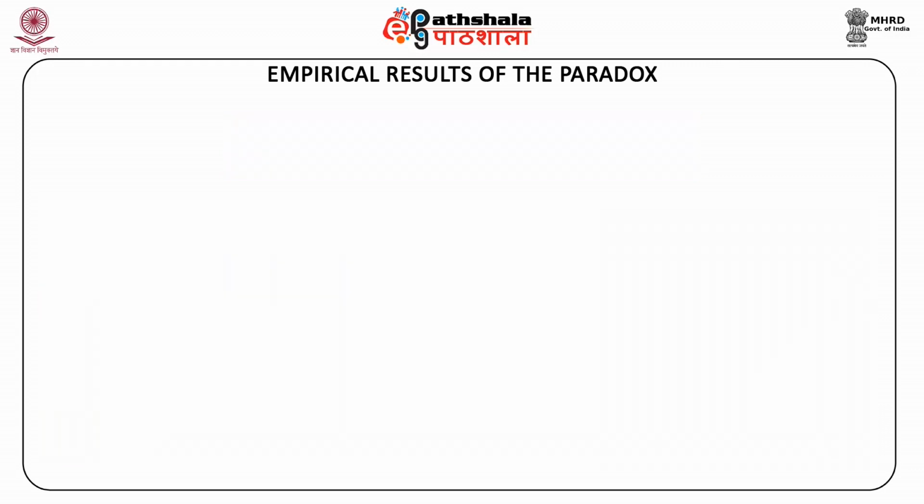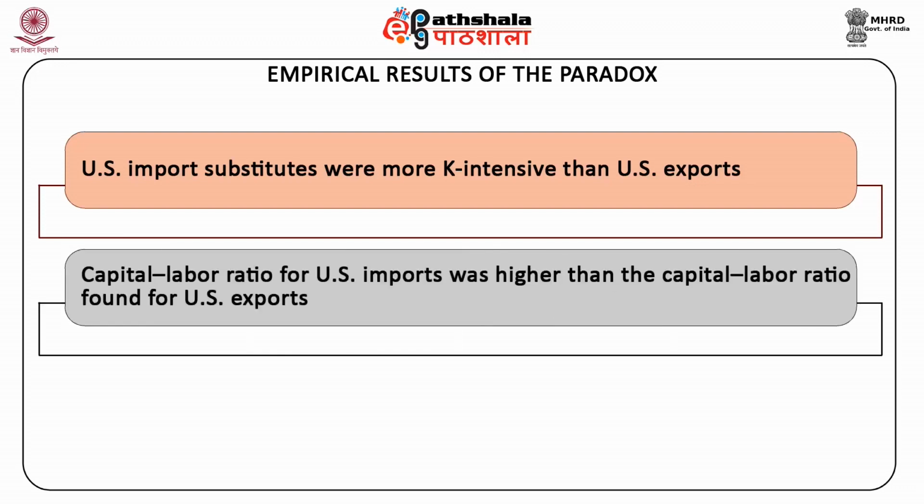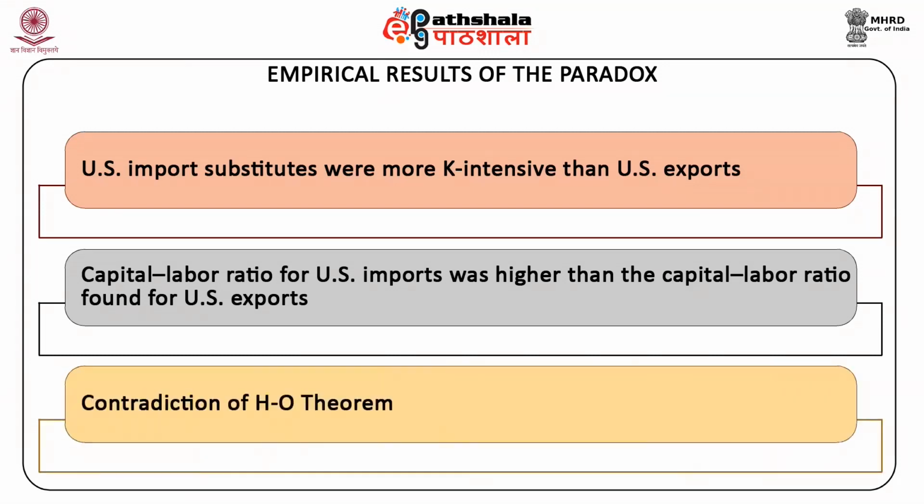What Leontief actually found, however, was just the opposite. US import substitutes were more K intensive than US exports, that is, the capital labor ratio for US imports was higher than the capital labor ratio found for US exports. This finding contradicted the Heckscher-Ohlin theorem.